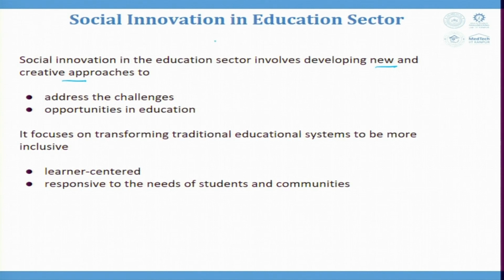Now, several groups are doing this in this country. So, it is to involve, develop new and creative approaches to address the challenges and opportunities in education. It focuses on transforming the traditional education system to be more inclusive, learner centered, and responsive to the needs of students and community. So, here it talks about skilling and upskilling. So, here you can try to make it as reskilling and upskilling.